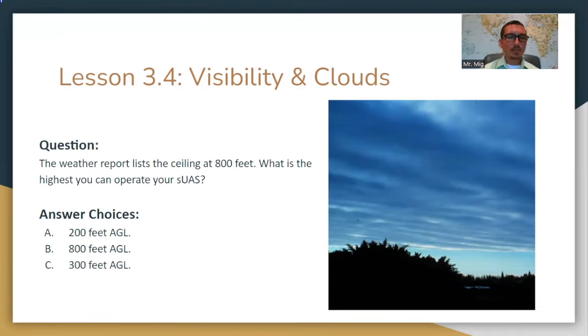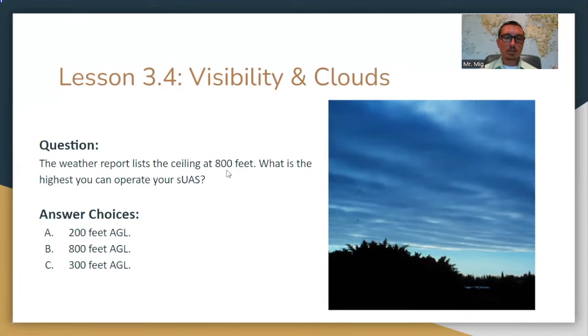The weather report lists the ceiling at 800 feet. What is the highest you can operate your SUAS? So if it's saying the ceiling's 800 feet, it means the bottom part of the clouds are at 800 feet. So the lowest part of the clouds are 800 feet. So remember, how many feet do the clouds have to be above you in order to be able to fly? Correct. 500 feet. The clouds have to be at the lowest 500 feet above you. If they're only 400 feet above you, the clouds are too low to fly. So they're going to be 500 feet above you.